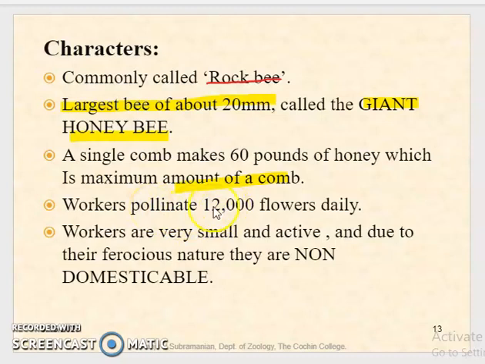The workers pollinate about 12,000 flowers daily. The workers are very active, and due to their ferocious nature, they are non-domesticable. So even though Apis dorsata produce a large amount of honey, they are not widely used in apiculture because of their ferocious nature.